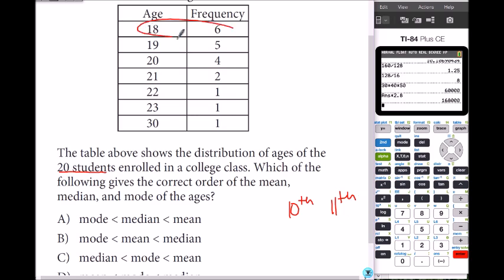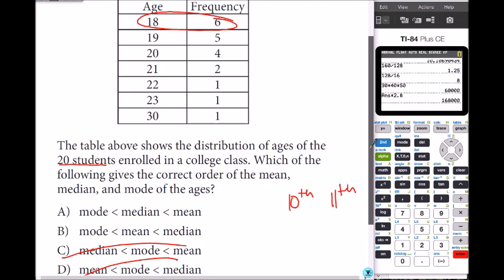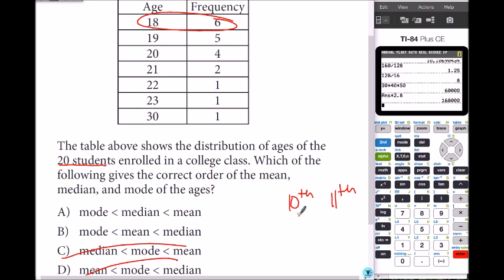So the most is 18. So that will be the least, right? That will be the smallest because all the other numbers are greater than 18. So the mode will be the smallest. So it's either A or B. And median will be the 10th or 11th. So here's 1, 2, 3, 4, 5, 6, 7, 8, 9, 10, 11, 12. So 10th and 11th are both here. So then it is 19. So mode is 18. Median was 19.